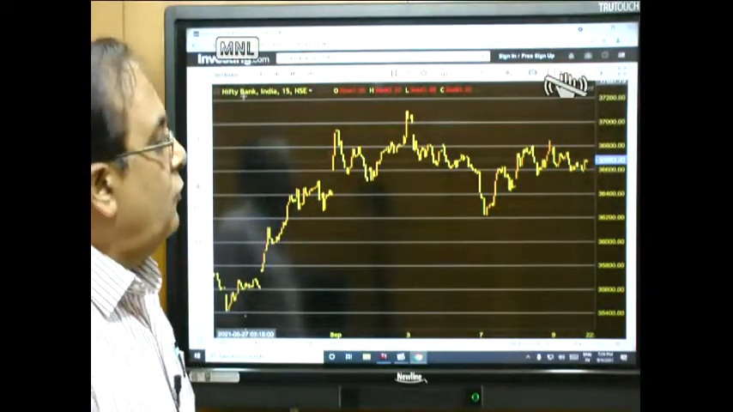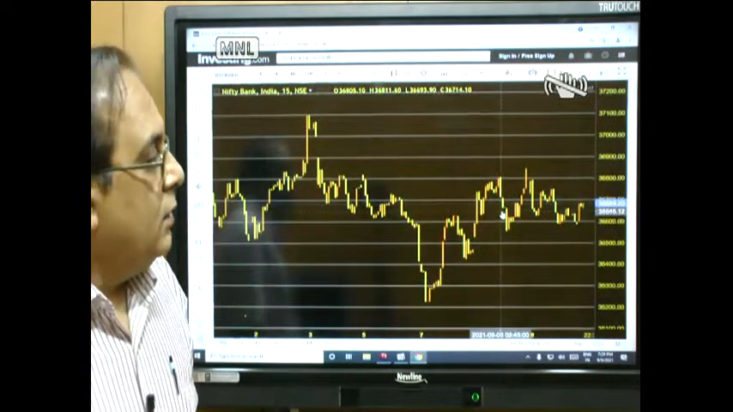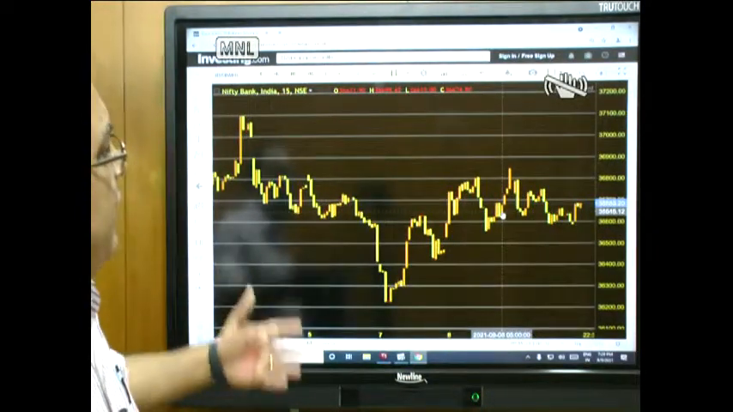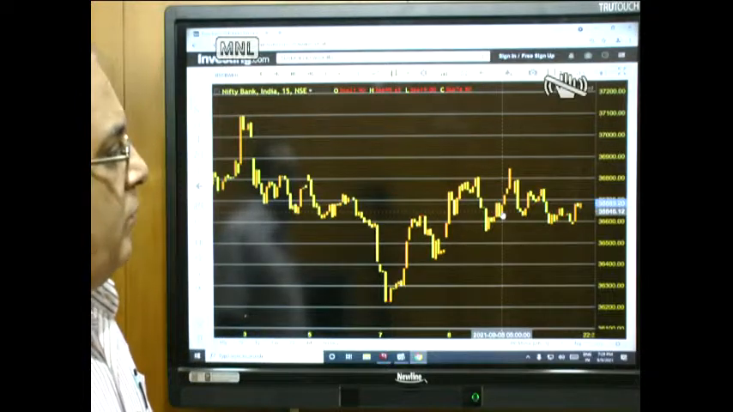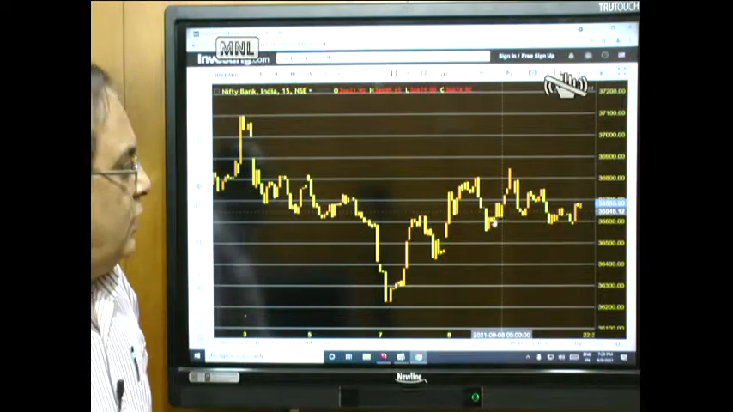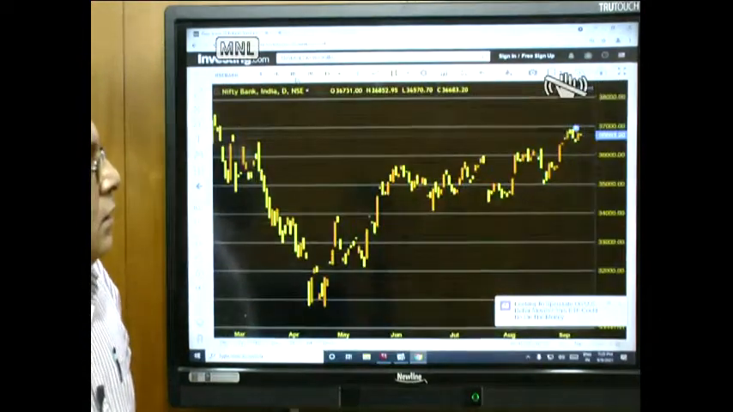Bank Nifty, of course, is generally a little more confusing compared to this one, but it looks as if we are going to see a trend on the upside, though very much a confusing trend. It keeps going up and down. So this is a 15-minute chart, much more confusing. So we'll go to the daily chart.